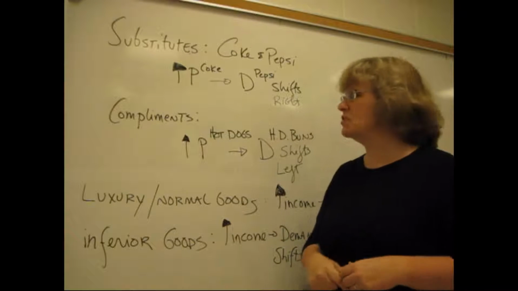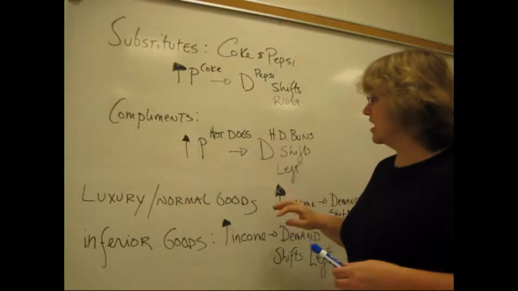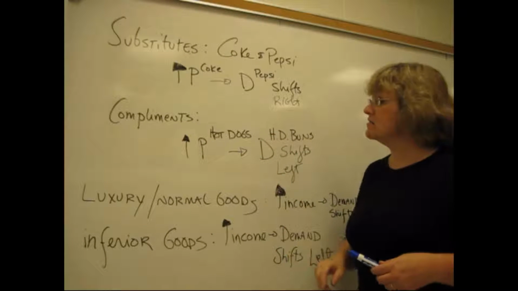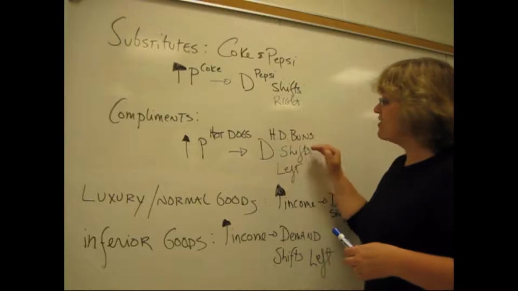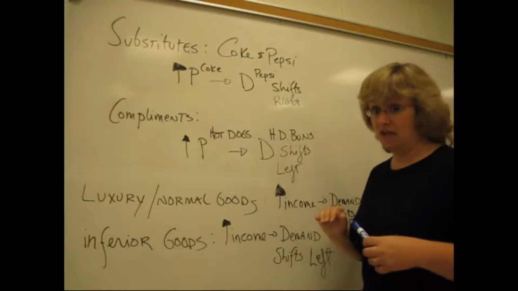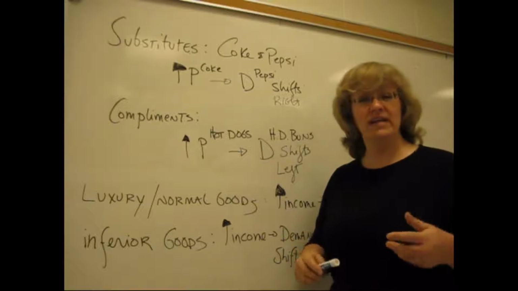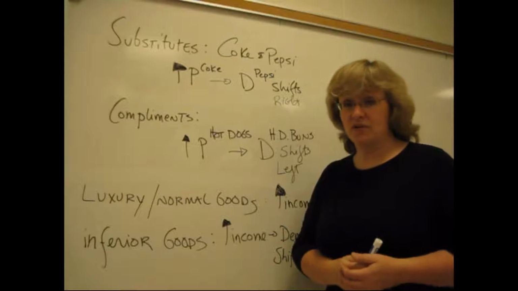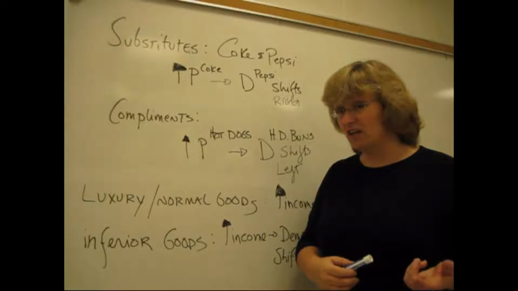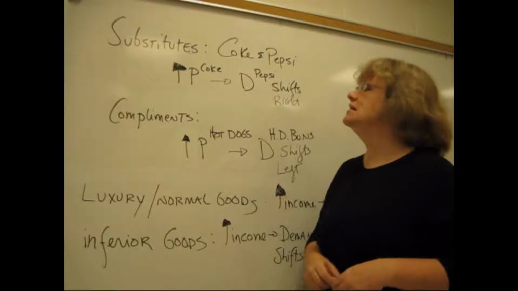Complements work in the opposite direction. Complements, for example, hot dogs and hot dog buns work like this. If the price of hot dogs rises, the demand for hot dog buns shifts to the left. That's a decrease in the demand for hot dog buns. So goods can either be substitutes or complements, or really independents. You wouldn't expect, for example, a change in the price of televisions to affect the demand for flowers. Those goods would be independent.